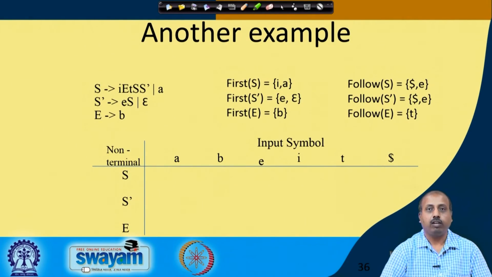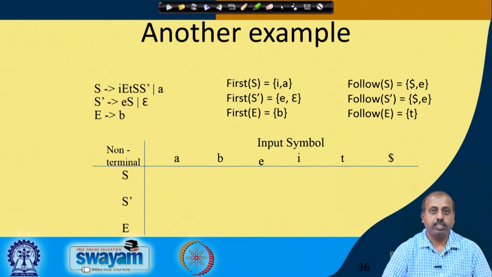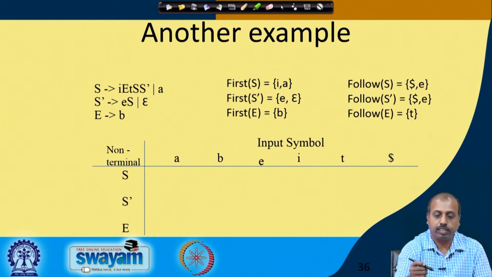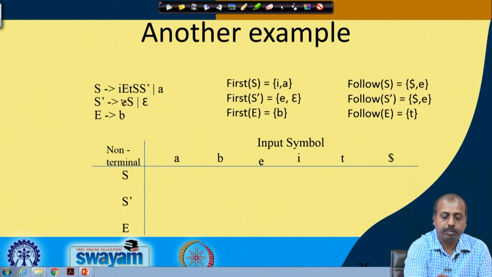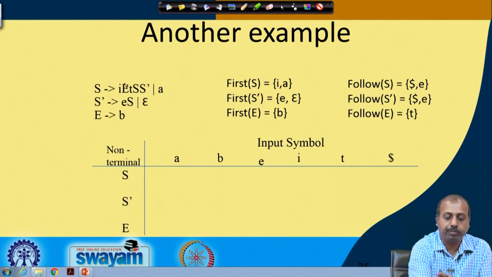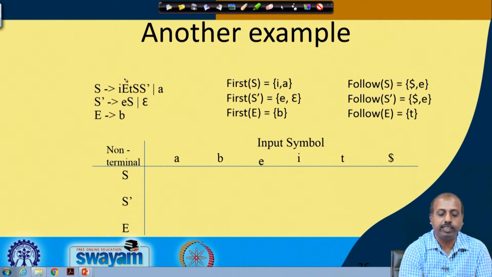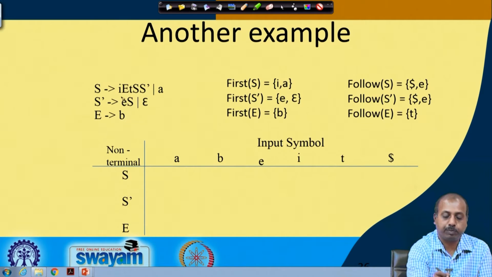Another example of this predictive parsing table construction. So, this is the grammar that we have, that is S producing this, basically the if-then-else grammar. So, I is a terminal symbol for if, T is a terminal symbol, I is the if, T is then, and E is expression. The expression part we make it B for the sake of simplicity.